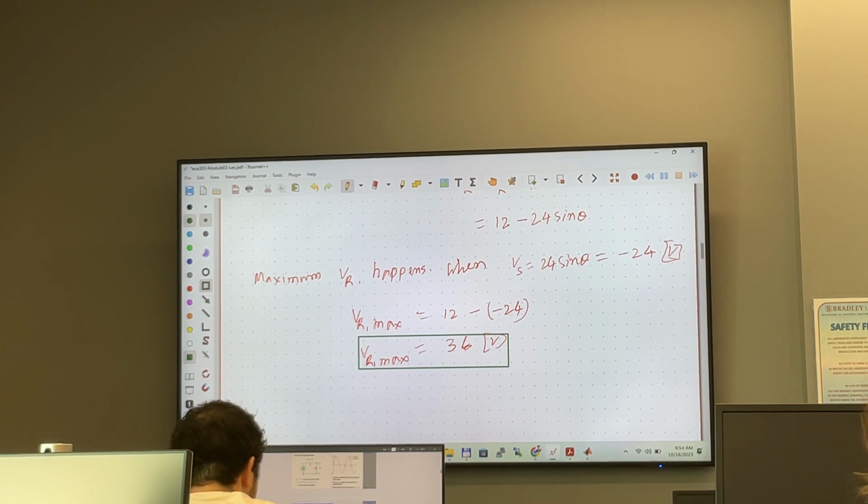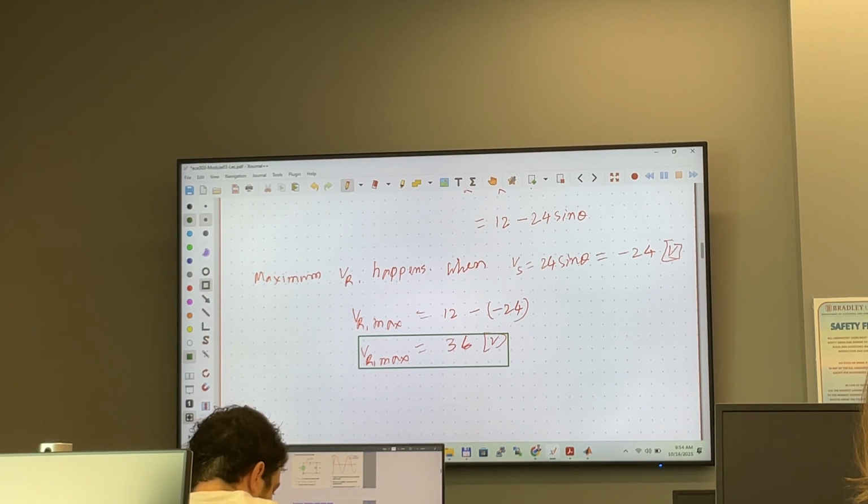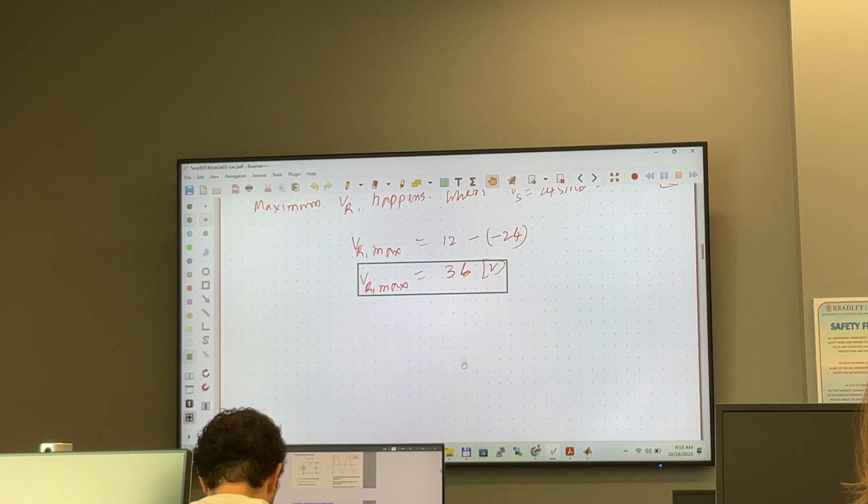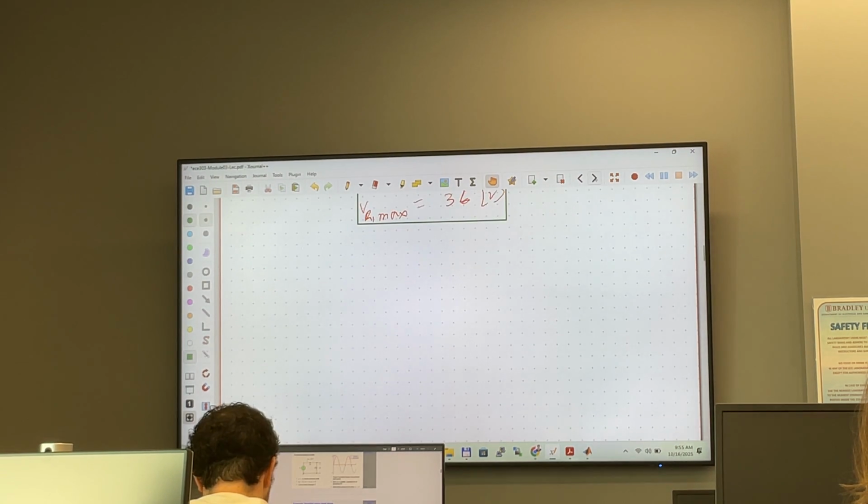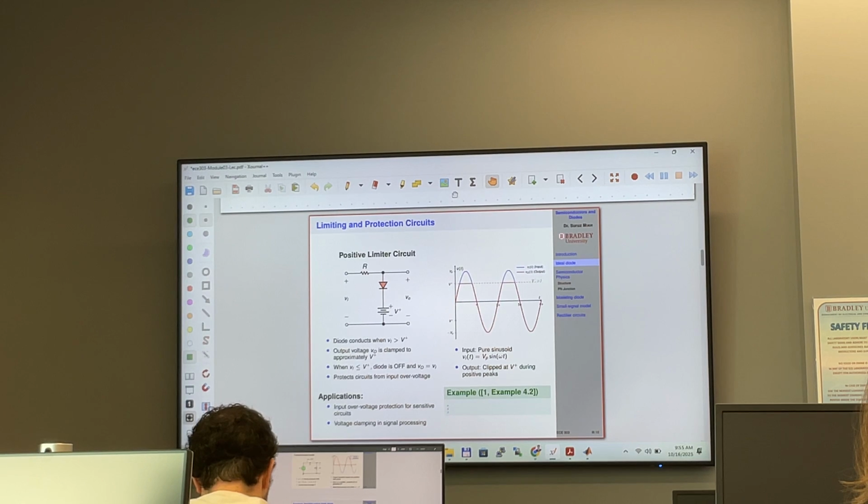You guys understood? So the reverse bias voltage is the difference between the cathode voltage and the anode voltage. And the forward bias voltage is the difference between the anode voltage and cathode voltage. Okay. So after that, we are going to move on to a slightly different version of the circuit. It's called a limiting or protection circuit.